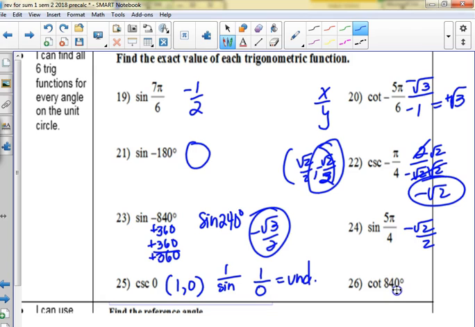All right. Cotangent of 840. 120. If we subtract 360 twice, we get 120. Okay, the ordered pair at 120 is negative 1/2, positive square root of 3 over 2. Did I do that right? Without looking? Is that the right ordered pair for 120? Okay, cotangent is x over y, so I get negative 1 over the square root of 3, which is negative square root of 3 over 3 when we rationalize.